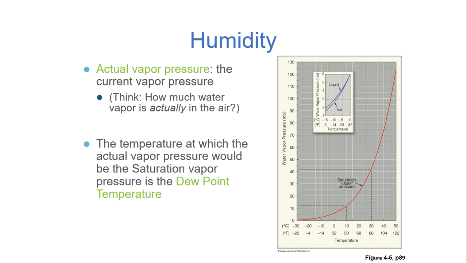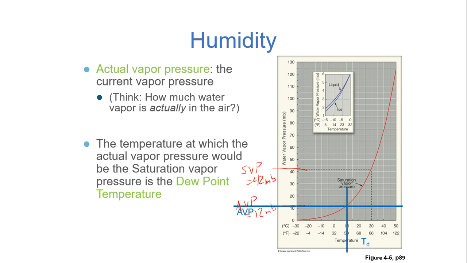So come back to this graph. We saw that the saturation vapor pressure was about 42 millibars. But let's say that currently, instead of having 42, we actually take a measurement and we have about 12 millibars worth of water vapor in the air.